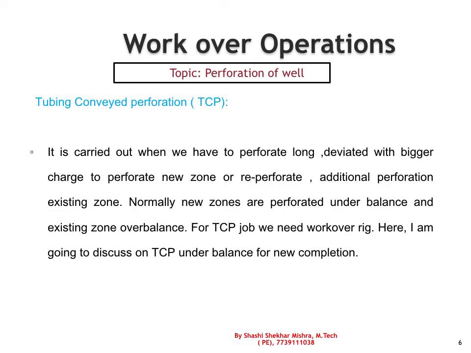Tubing conveyed perforation is carried out when we have to perforate long deviated intervals with bigger charges, to perforate a new zone or re-perforate additional perforation of an existing zone. Normally new zones are perforated underbalance and existing zones overbalance. For a TCP job we need a workover rig, and here I am going to discuss TCP underbalance.